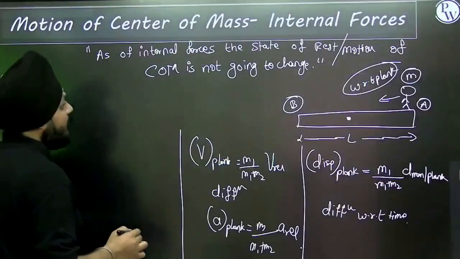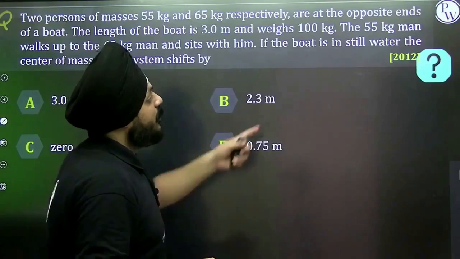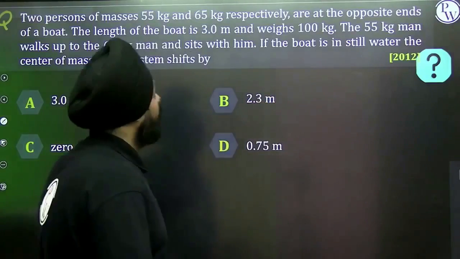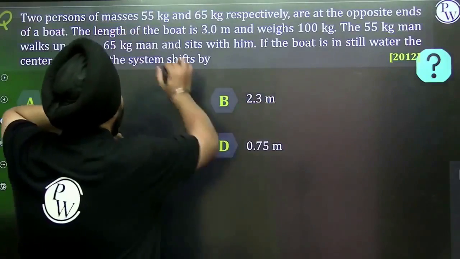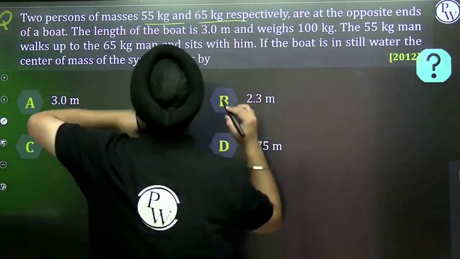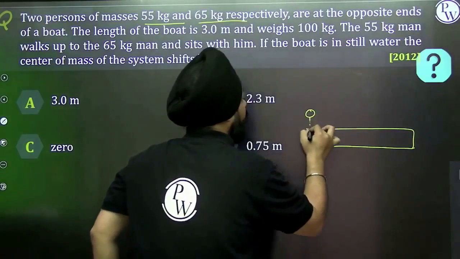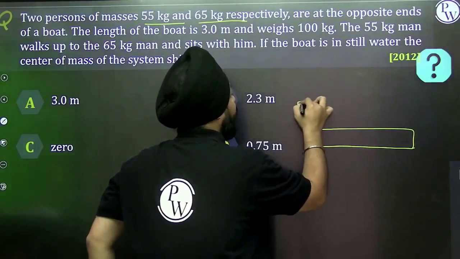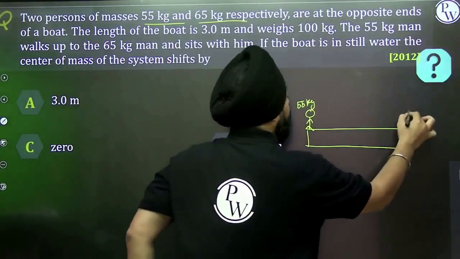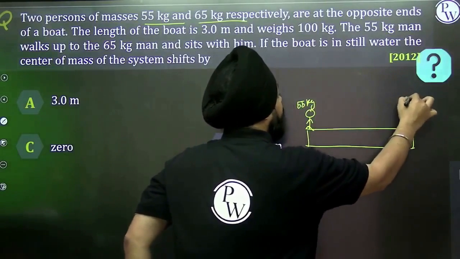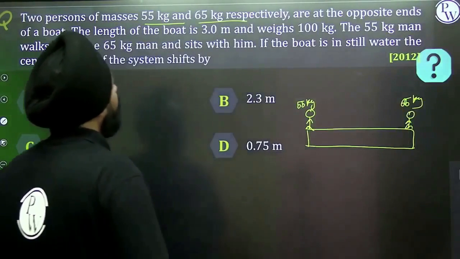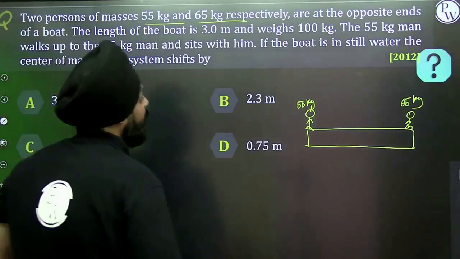Let's see questions on this. The question on this concept was asked in 2012. Two persons of mass 55 kg and 65 kg are at the opposite ends of a boat. There is one boat. Here it is a person of 55 kg, and here the person is standing with 65 kg. The plank weighs 100 kg.